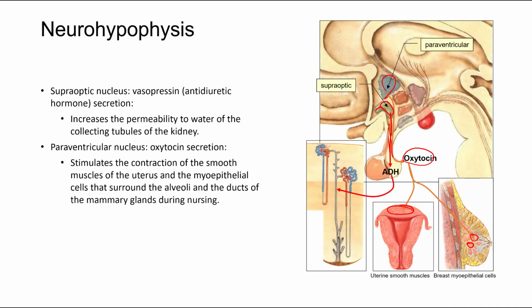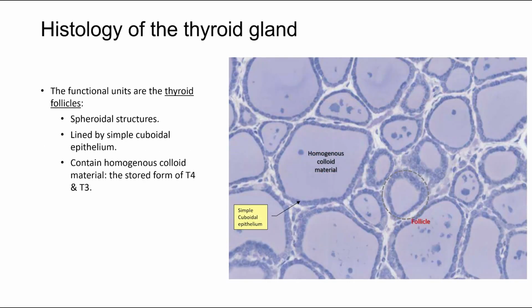The other hormone is the antidiuretic hormone, and as its name indicates, it acts on the collecting tubules of the kidney and causes reabsorption of water from the collecting tubules, and also it causes contraction of smooth muscle fibers that are present in the wall of blood vessels, hence the name vasopressin, which is the alternative name of antidiuretic hormone. Now let's move to another gland.